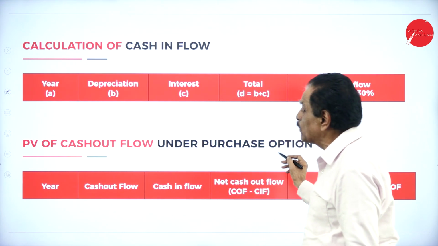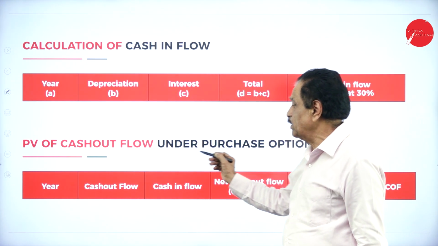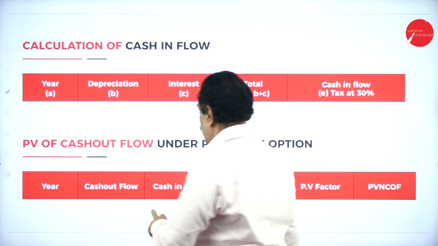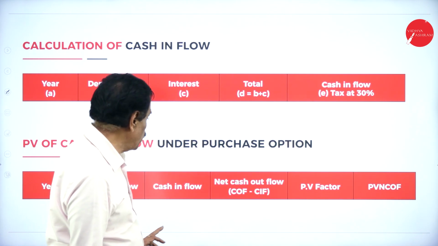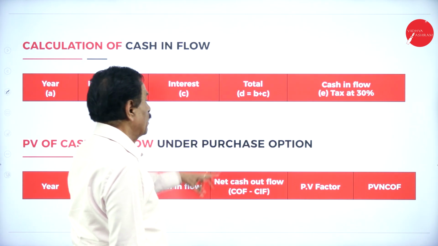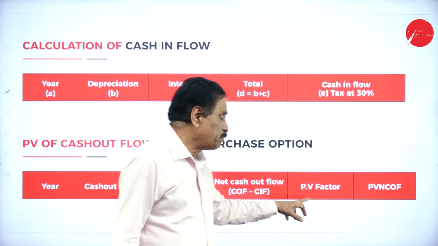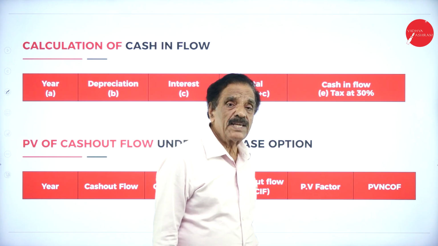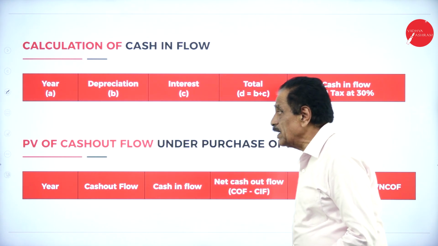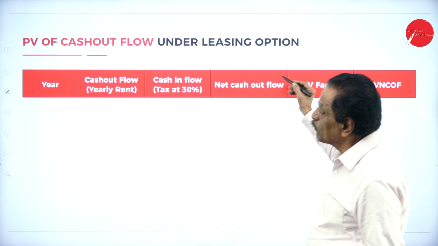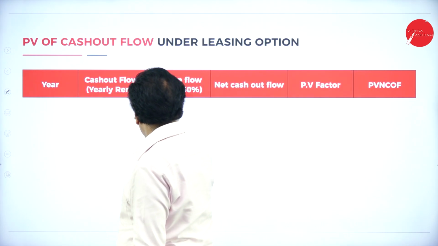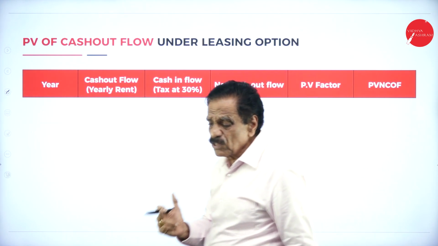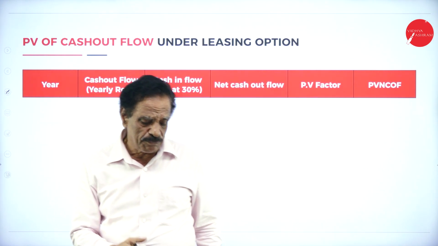The fourth one is the purchase option. Here you calculate cash flow under the purchase option. First, the cash outflow, how much you have to pay as installment. Then net cash inflow, and the PV factor, which they will give according to the percentage. Under the leasing option, first write the yearly rent, tax, net cash flow multiplied by the discount factor. Whichever is less should be taken into consideration.